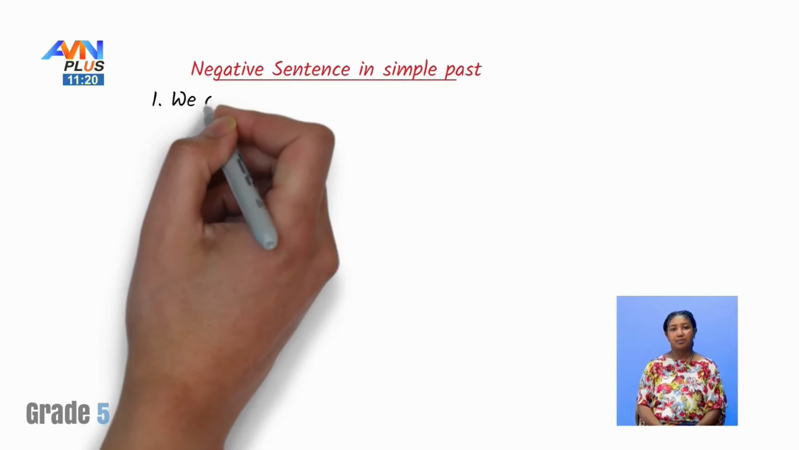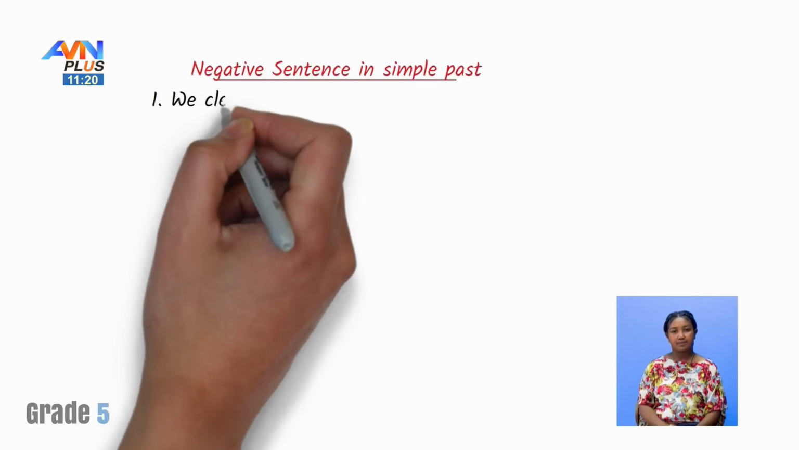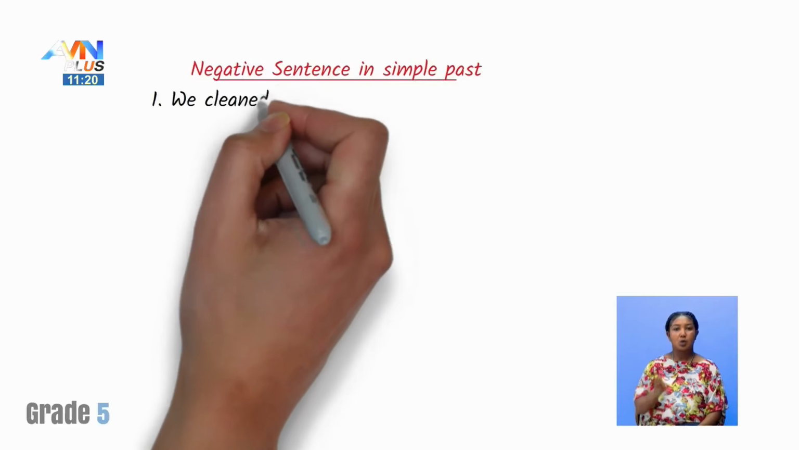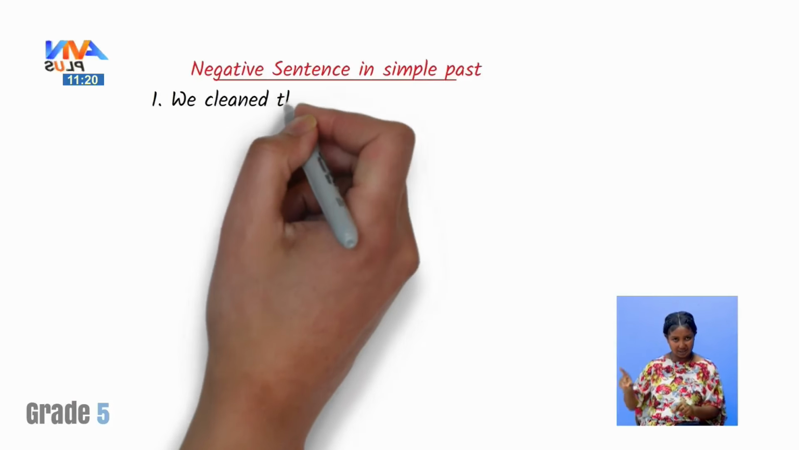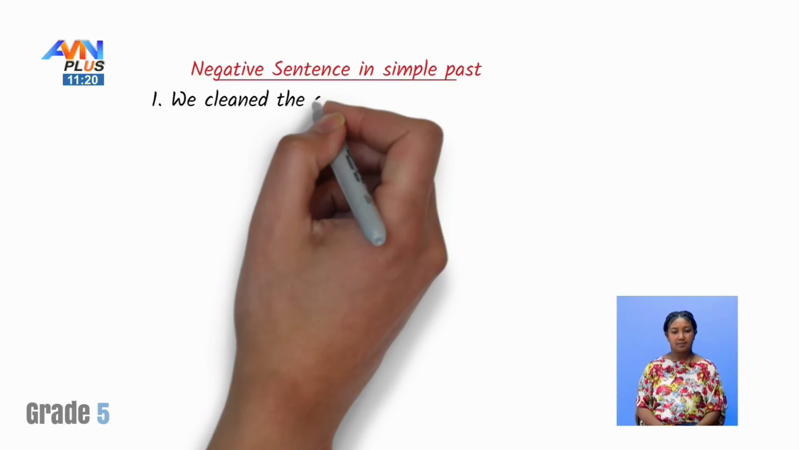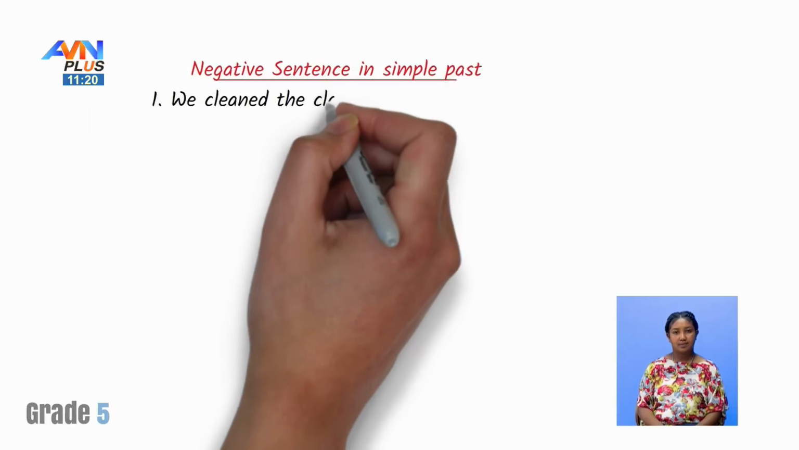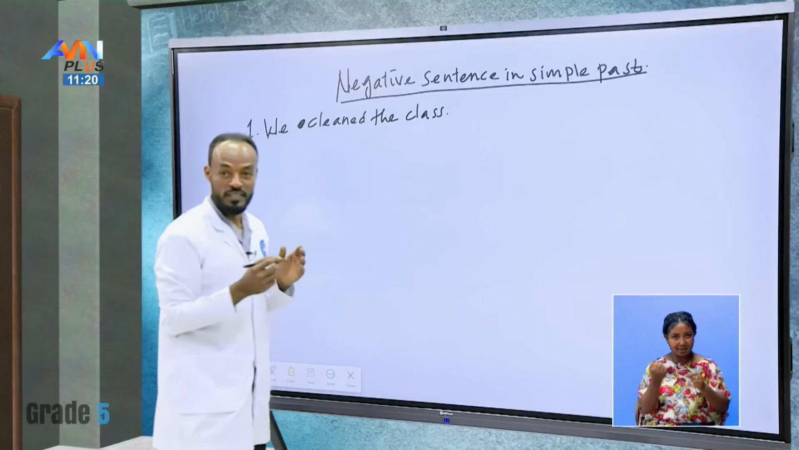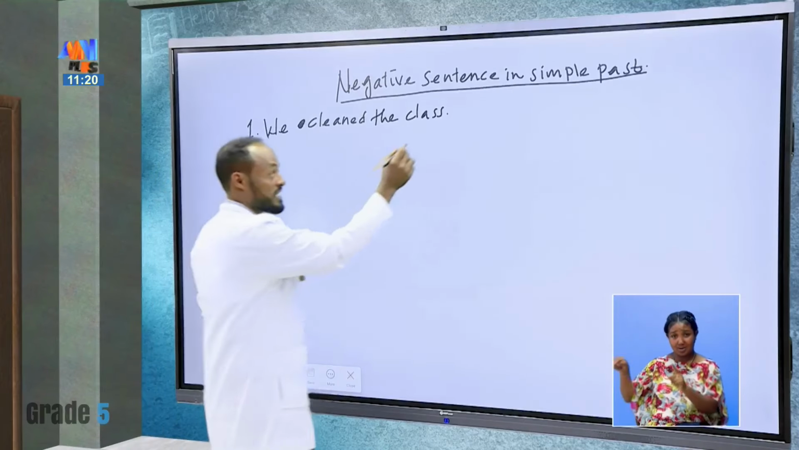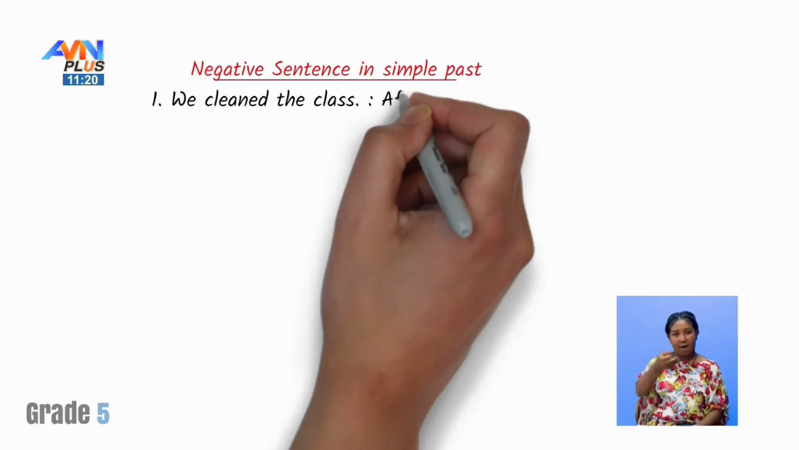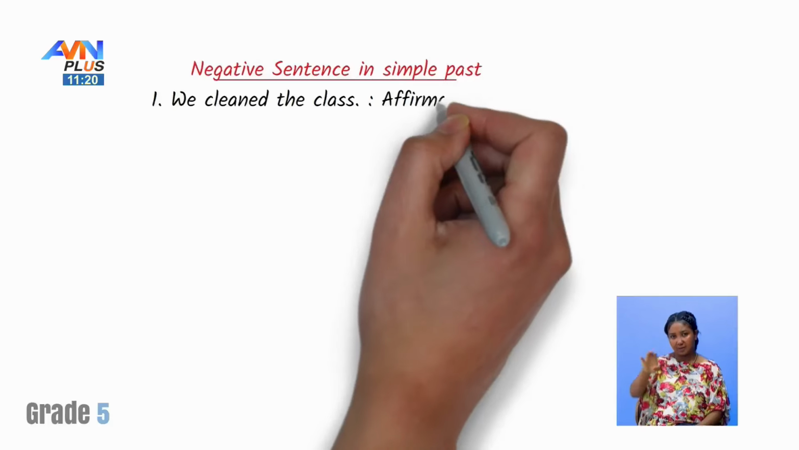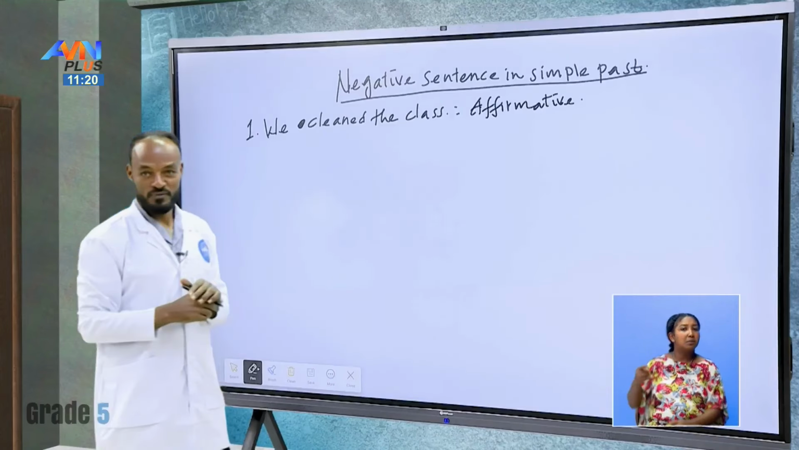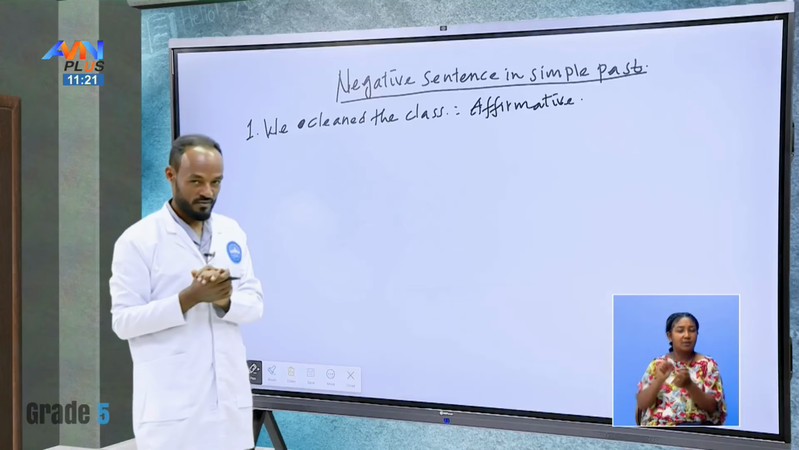Here, we cleaned. We cleaned the class. Look, this one is affirmative, isn't it? Nice. So this one is affirmative sentence. What if this one is negative? How can we change this one into negative?